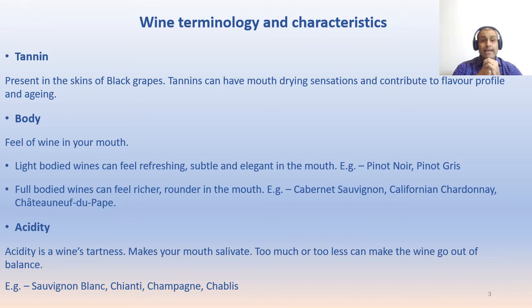So tannin, body, and acidity are three very important aspects, along with sugar and sweetness, which we already spoke about. These three or four aspects maintain the balance in the wine. If any of these are out of bounds, the balance of the wine goes a little here and there, and that's not a very nice thing, and it's not going to be a very nice wine to taste either. Okay.